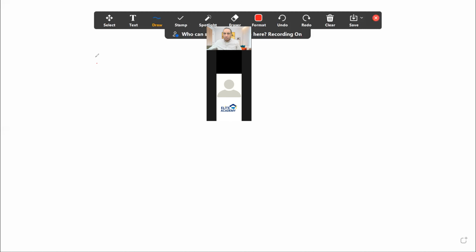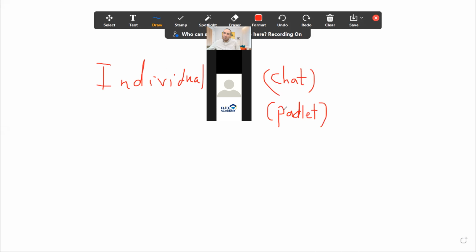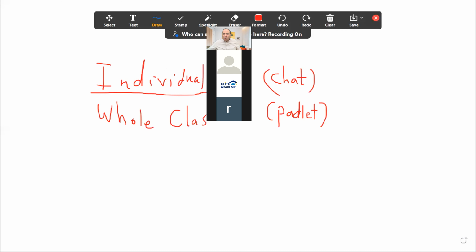Good. The first one is the individual pattern. Like sometimes I ask you to type in the chat, right? Sometimes I give you the Padlet and I ask you to write your own ideas on the Padlet. So this is individual work. Can I do individual work only throughout the whole lesson or the whole session? No, I don't think so. No, it will be boring. Having all the activities in the whole class, the teacher to students.